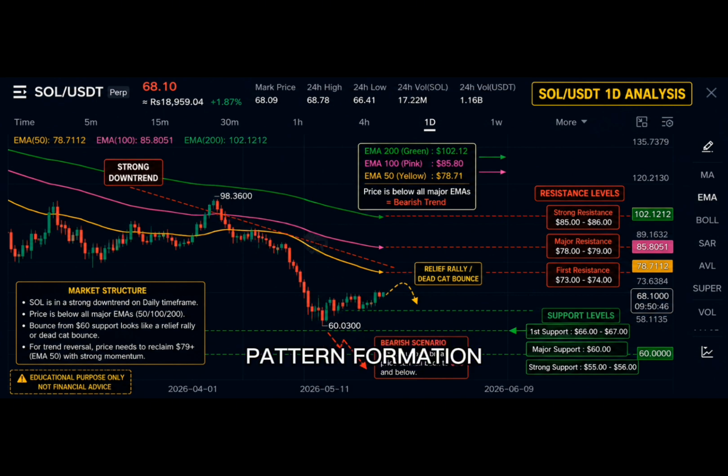Pattern formation. The market is currently forming a dead cat bounce. For a true trend reversal, buyers need to reclaim the EMA 50 around $79. Until then, this move should be considered a recovery inside a larger downtrend.